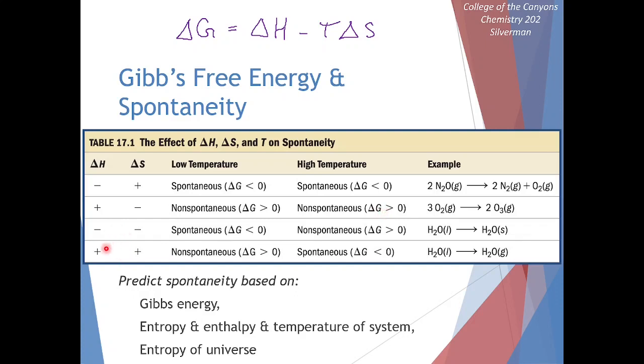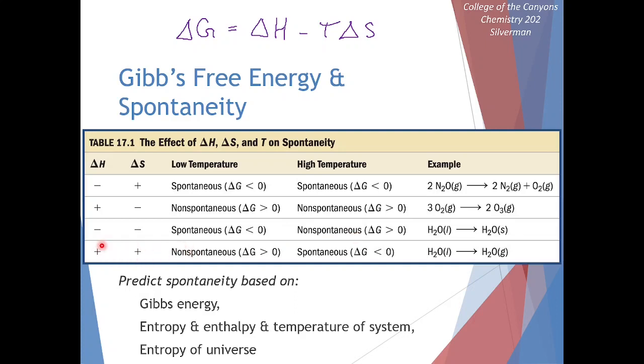The other two options, when delta H and delta S have the same sign, well, it depends on the temperature. We have two competing factors, delta H if it's negative, and delta S if it's also negative. A negative number minus a negative number is, well, it depends. Sometimes negative, sometimes positive. If our temperature is small enough, our delta H term can outweigh our delta S term. And so at low temperatures, negative delta H, negative delta S will be spontaneous.